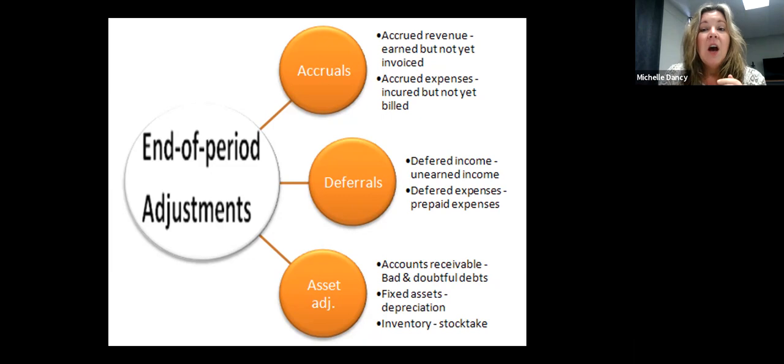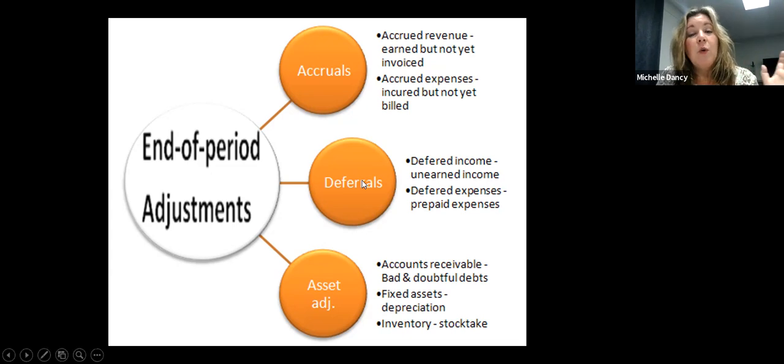Okay. Accrued expenses are expenses that have been incurred, they have happened, but they have not yet been billed. So I have been incurring an expense. The expense has been happening, but the supplier hasn't sent me a bill for it. So accruals is when we are letting something build up or accumulate.